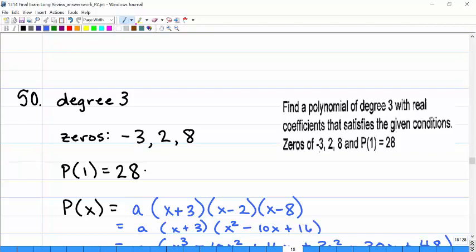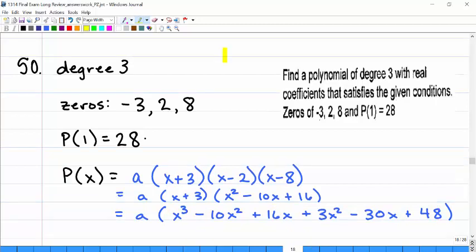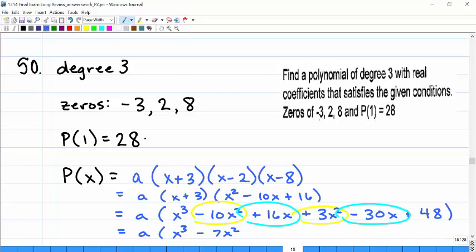Now I want to multiply this binomial by that trinomial, and for time's sake I'm not going to rewrite it. This is what you get. Now I need to collect like terms, and I get x cubed. Now the x squared terms, I get minus 10x squared plus 3x squared, so that's minus 7x squared. For my x terms, I get 16x minus 30x, which gives me minus 14x. And then my constant term is plus 48.